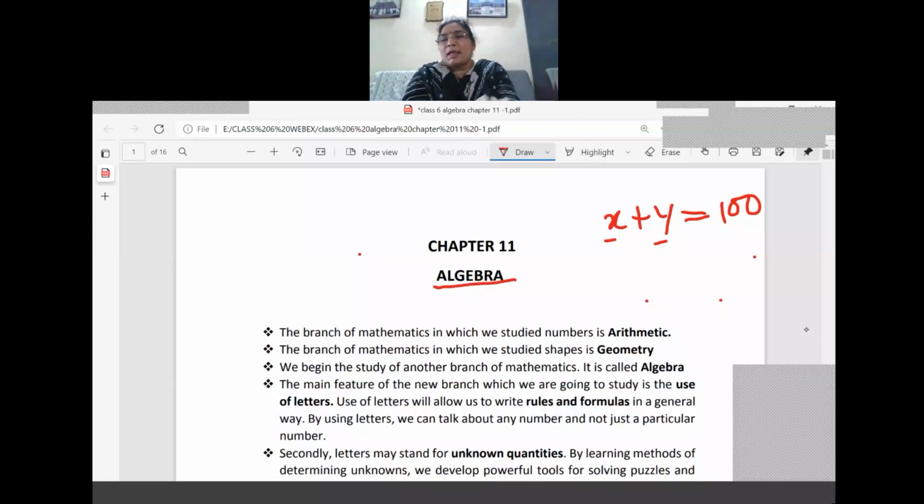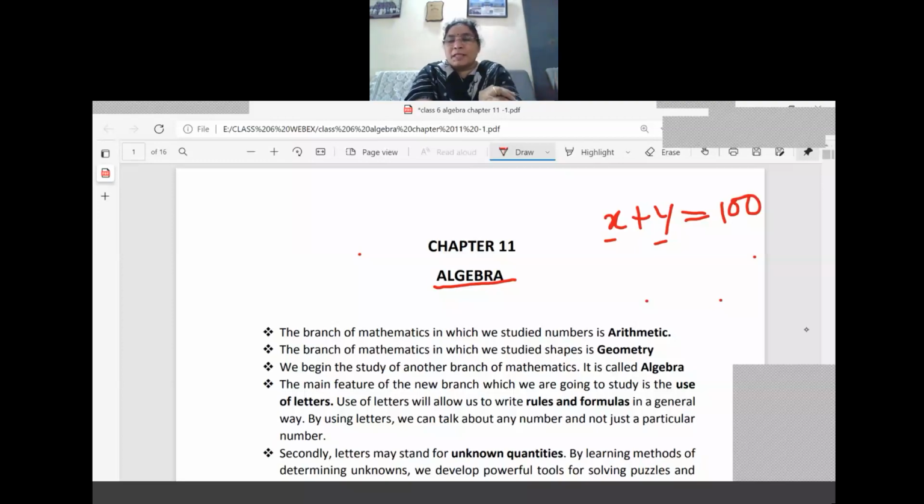By hearing the name you should not worry. Algebra is the name. It is a new branch for you maybe. But it's a very good topic. We have to learn many things regarding algebra in this chapter. So what is the first point I have written?